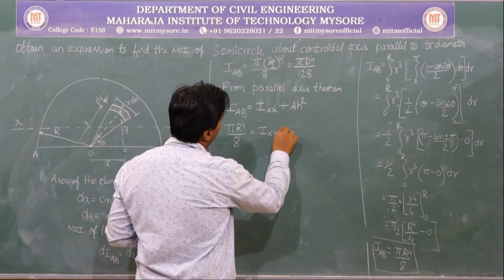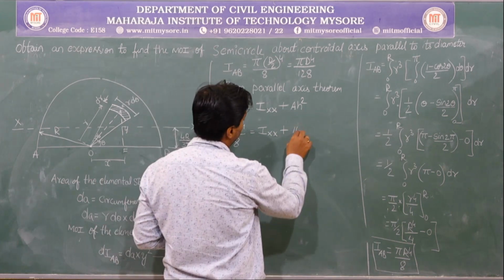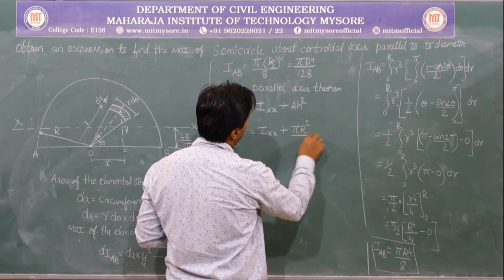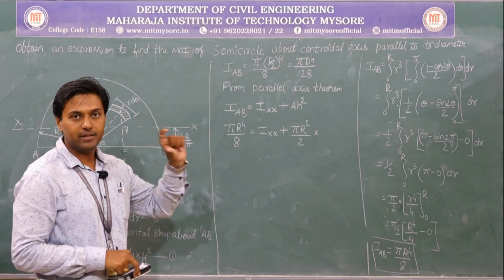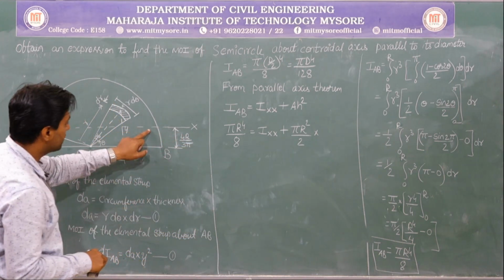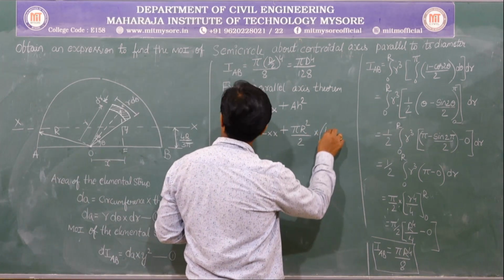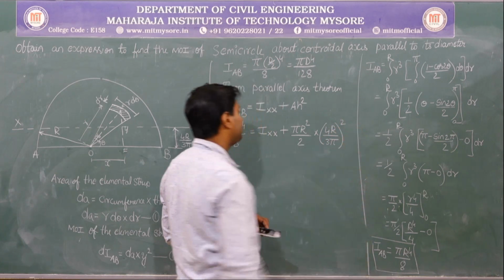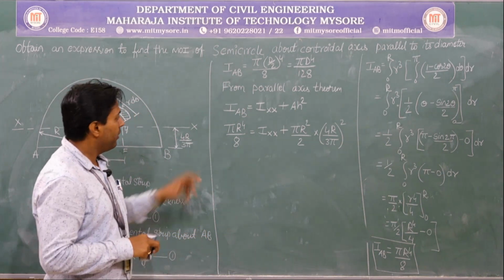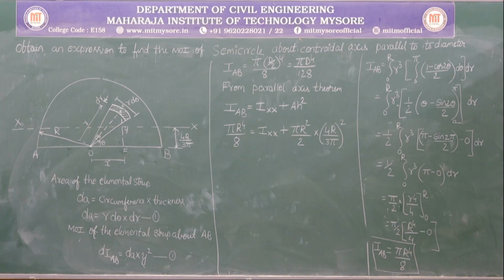only I am in need of. What is the formula to calculate the area of a semicircle? It is pi r square by 2. It is pi r square by 2 into, what is that h in the parallel axis theorem? It is the distance between the two parallel lines. This is one parallel line, this is one more. So what is that particular distance? It is 4r by 3 pi whole square. Okay. So now what is pi by 8? So pi by 8 value is pi by 8.